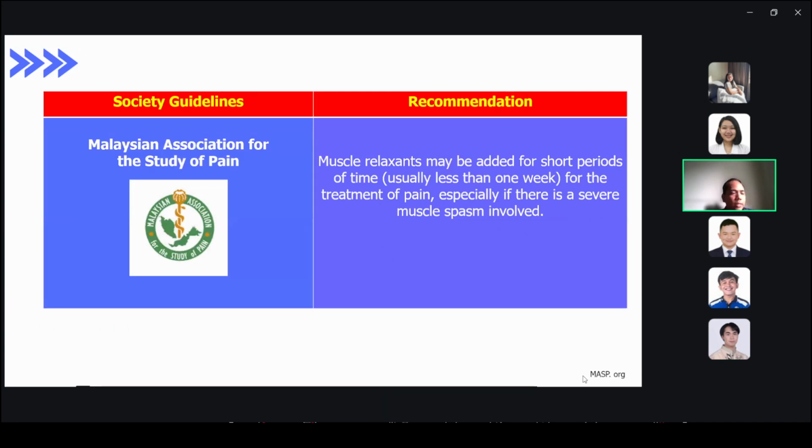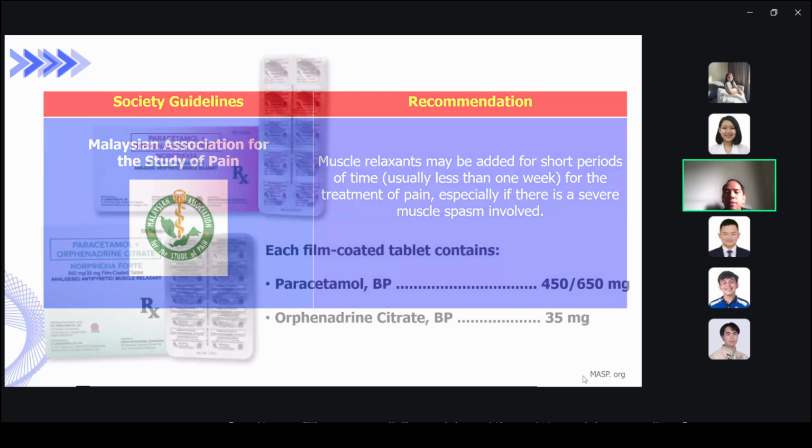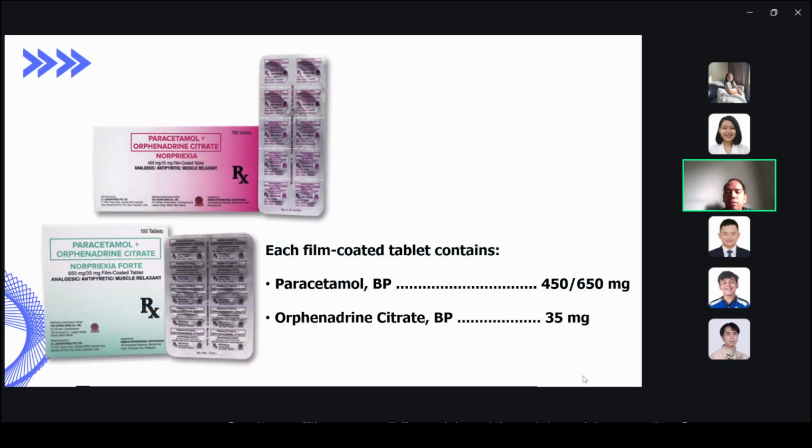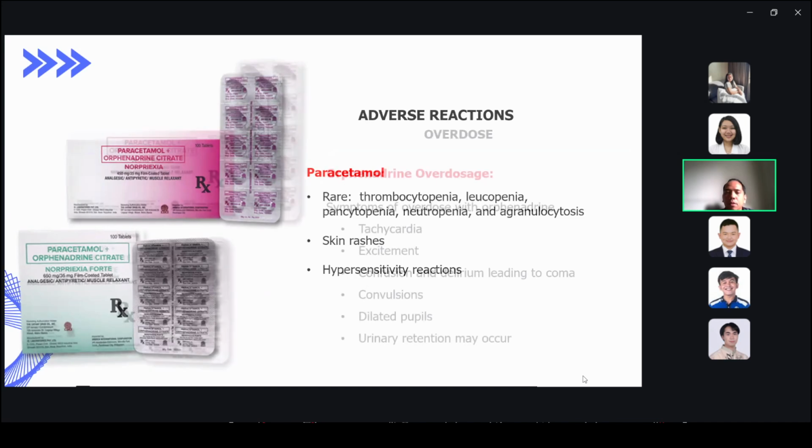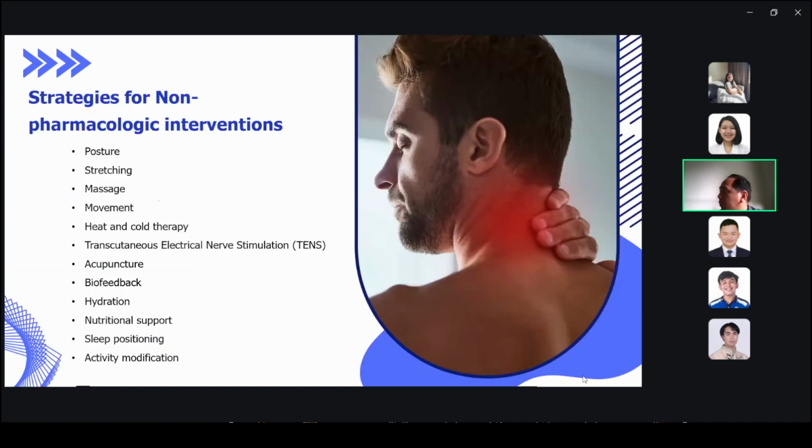And from the Malaysian Association for the Study of Pain, they recommend muscle relaxants may be added for short periods of time, usually less than 1 week, for the treatment of pain, especially if there's severe muscle spasm involved. Okay. So that's the pharmacologic intervention. Now let's proceed to the strategies for the non-pharmacologic intervention.